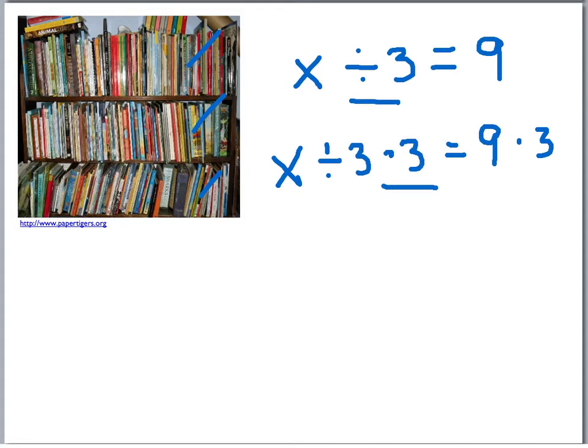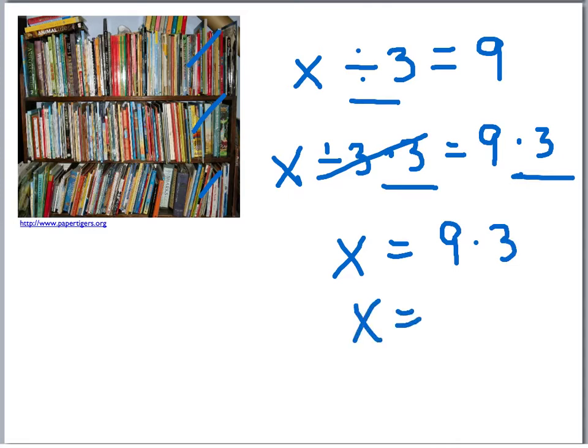Again, we did that here, so we're going to have to do that over here. If you take a number and divide it by 3 and multiply it by 3, that basically just brings it back to what it was to begin with, right? So those can cancel out. So we're left with X equals 9 times 3, and X would be 27. What's nice about this too is you can easily check this. You just plug 27 in right up here for X. 27 divided by 3 equals 9.